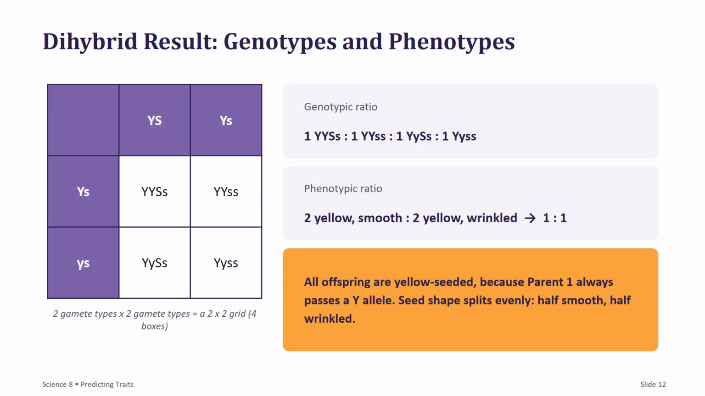Notice that because there are 2 gamete types from each parent, 2 times 2 gives us a 2x2 grid, or 4 boxes total. For the genotypic ratio, we have 1 Yy SS to 2 Yy Ss to 1 Yy ss. For the phenotypic ratio, we have 3 yellow and smooth offspring to 1 yellow and wrinkled offspring. As we predicted, all the offspring are yellow-seeded, because parent 1 always passes on a capital Y allele. But the seed shape splits, smooth versus wrinkled.